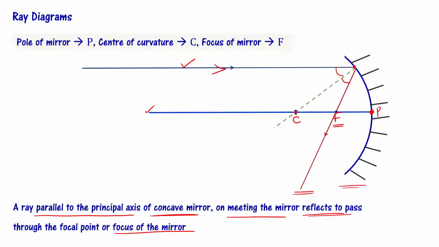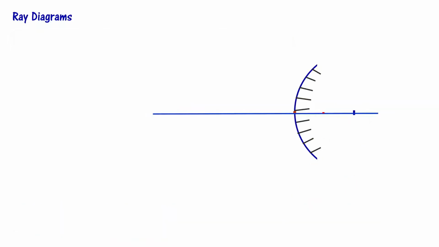This ray is parallel to the principal axis. When it touches or meets the surface of the mirror, it is going to get reflected, right? The reflected ray is going to pass through the focus. Understood? Now let's consider a convex mirror.